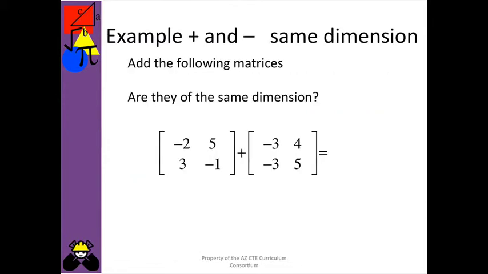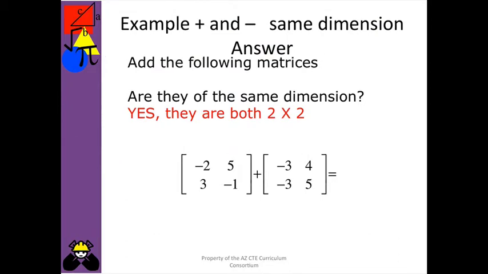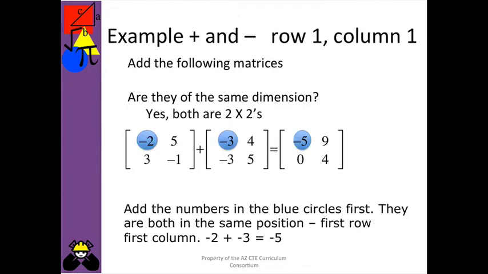So here we go. Here's an example, adding and subtracting matrices of the same dimension. Are these two the same dimension? Well, yes, they are, because they're both 2 rows by 2 columns. If that's the case, then we can add or subtract them. All right, that's the good news, because sometimes we can't. So, do they have the same dimension? Thumbs up or thumbs down? Hope you said thumbs up. All right, yes, they both are 2 by 2. So let's go ahead and see what we're going to do.